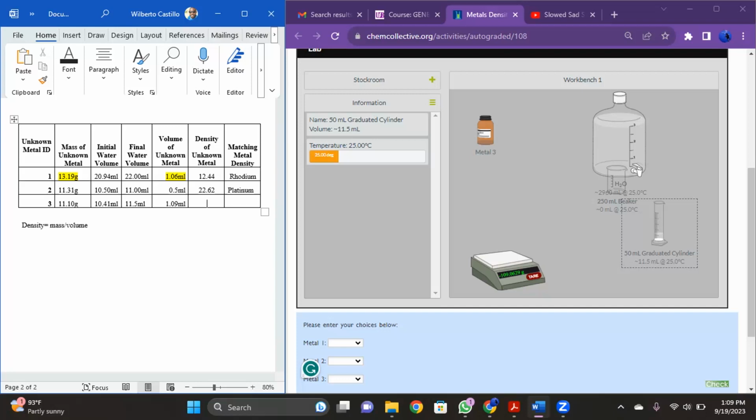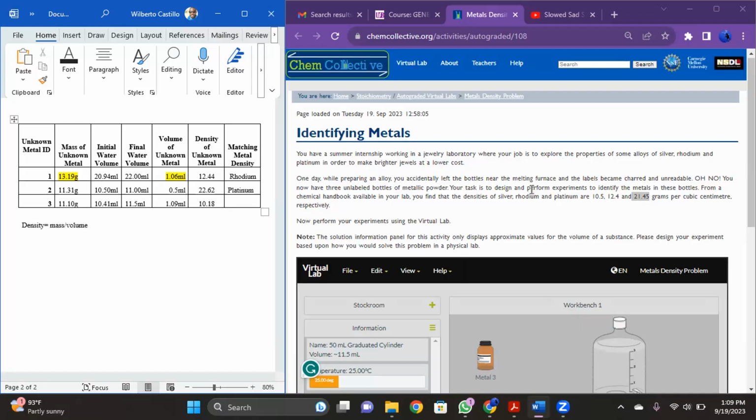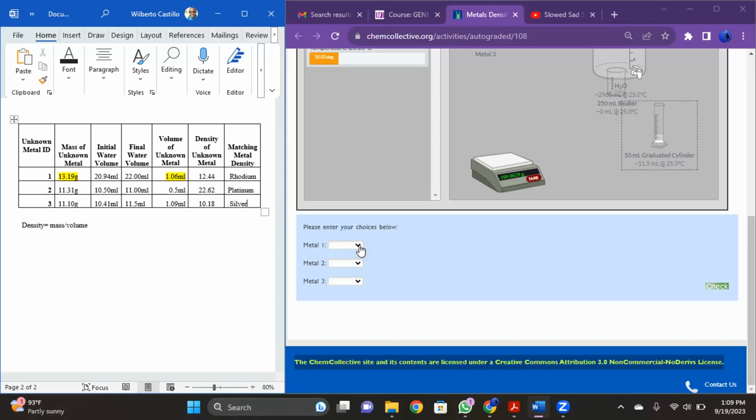And then we're gonna calculate the density, which is gonna be 11.10 divided by 1.09, which gives us a value of 10.18. If we go up here, we're going to see 10.18. We have 10.5, which we could have figured out by elimination, but our final one is silver. Now let's add that into our answers here.